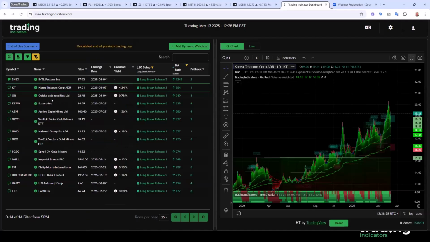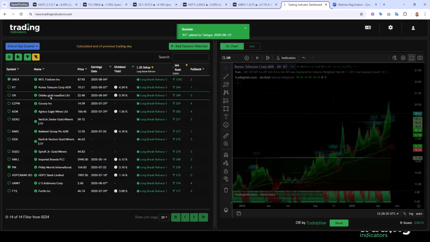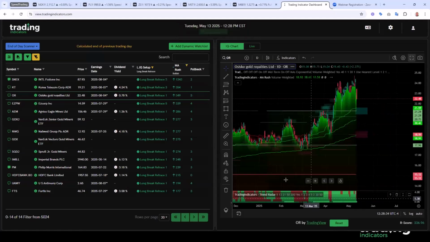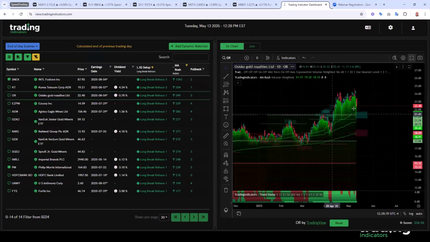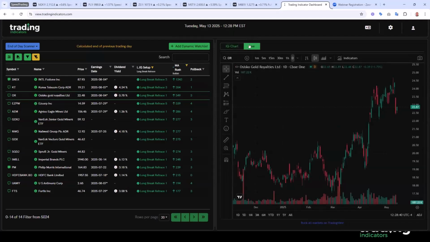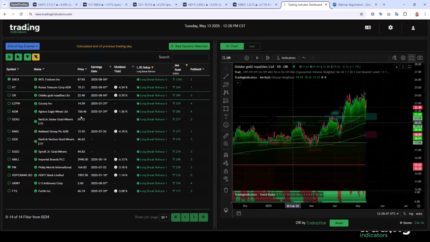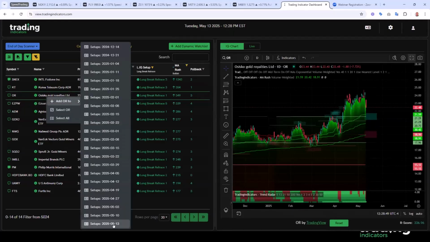There we go. The next one is Ozisco Gold Royalties Ltd. Okay, also bullish for more than a year, 349 trading days. A nice pullback towards this level here. Let's see what's going on in the live market. Yeah, still in the neighborhood, and a gap to fill up here. That's also a beautiful stock that one may consider for a long entry.